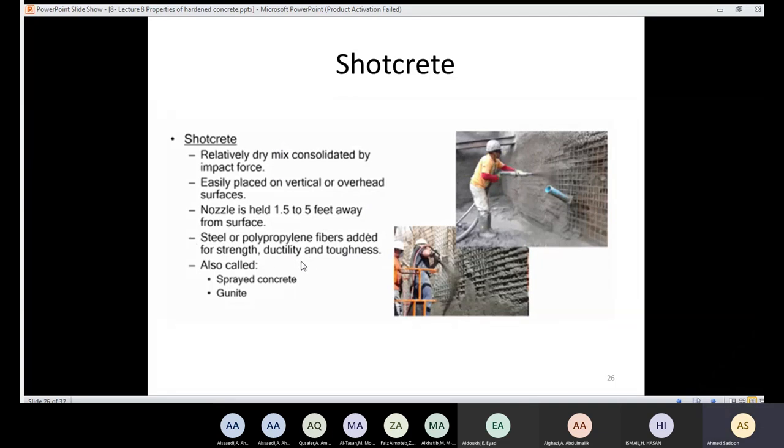Also, we have another name for the shotcrete. Some call it sprayed concrete, and some call it gunite. So those are synonyms for the shotcrete. So shotcrete is a good way in order to cast the concrete on vertical and overhead surfaces like this one and that one, especially if you are working in a tunnel where you cannot use the traditional way in order to cast the concrete. The shotcrete is going to be a good option for you.